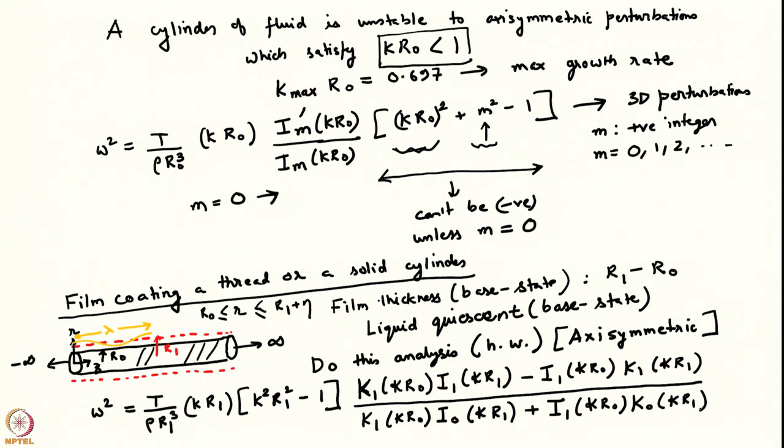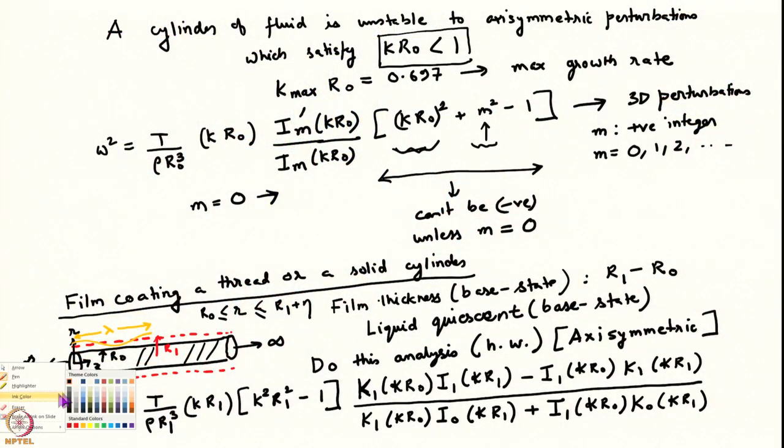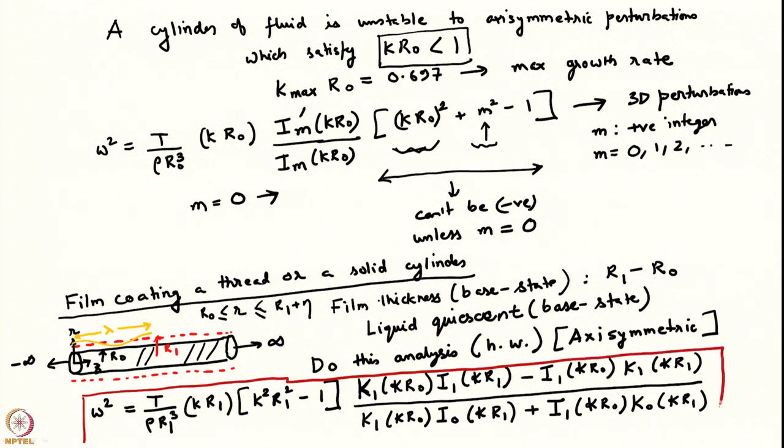So the next term becomes slightly complicated because now in general both K0 and I0 will survive, and then when we look at the kinematic boundary condition, there will be derivatives of those because there is a del phi by del r in the kinematic boundary condition, and so there will be derivatives of those with respect to the argument, and that will give us an I1 and a K1. So that is how in the final term there is both K1 and K0 and I1 and I0. So this is the dispersion relation which governs perturbations on a solid rod of radius R0 which is coated with a film of radius R1. We will analyze this dispersion relation slightly more in the next class.